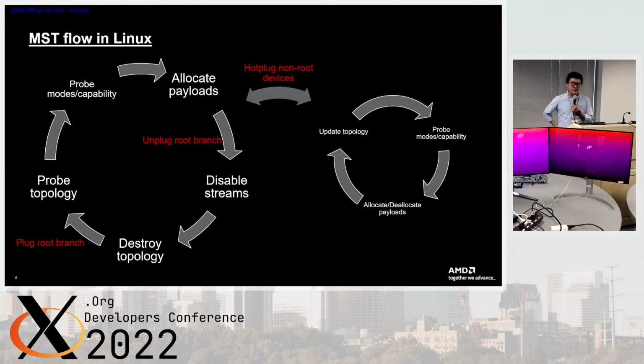And what if we unplug a root branch device from the system? Then there's no more sideband message, which is quite straightforward. User space will just ask us to disable pipes, then we will disable streams. Then at the end, we will destroy the topology data structure in memory. And that's roughly the whole MST flow in the Linux implementation nowadays.